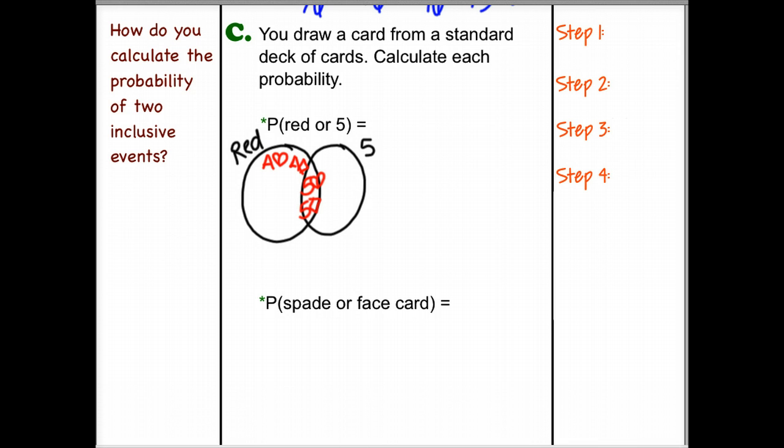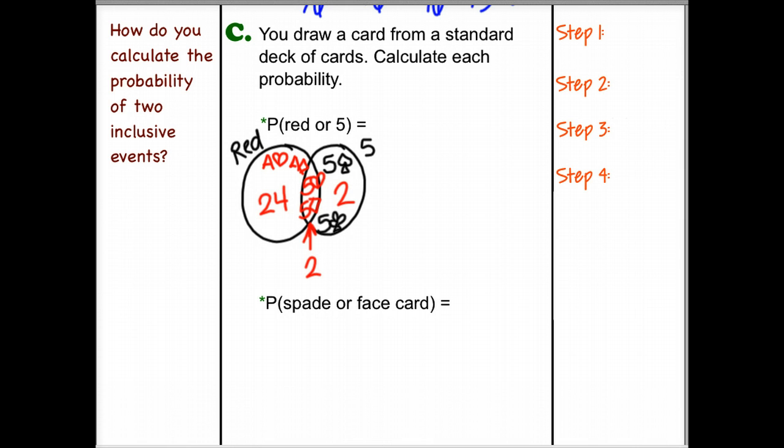So if I think about it, I've got 13 cards that are red hearts, 13 cards that are red diamonds, so it's 26 cards, but 2 of them are here, which means that I have 24 over here. And 5s, I have 4 5s, but I have 2 here, so that means I have 2 here because I would have my 5 of spades and my 5 of clubs.